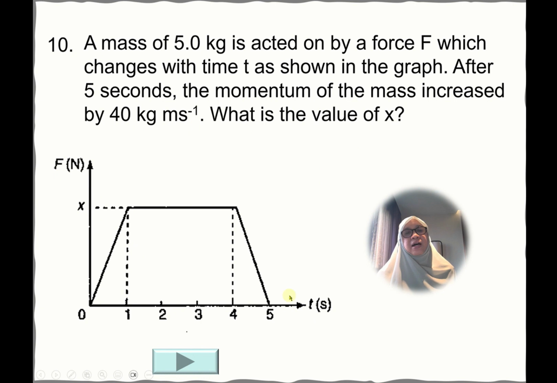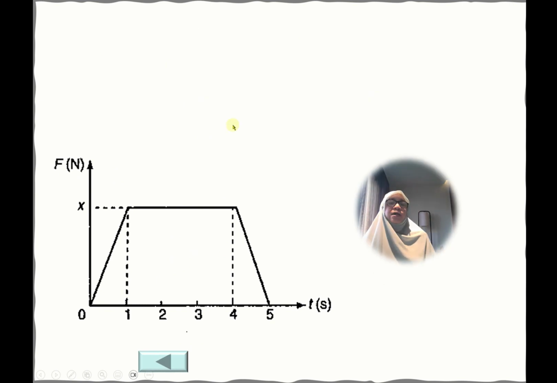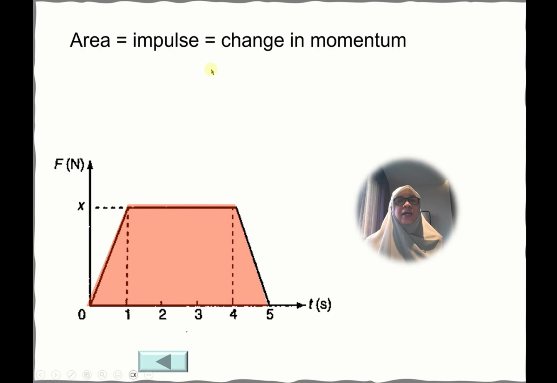From the F-t graph, it is understood that the area under the graph will give you the change in momentum, or impulse. So we use impulse, which equals the area under the graph, and impulse is also change in momentum. So we use the area of a trapezium: half times (5 plus 3), the two parallel sides, times the height of the trapezium, x.